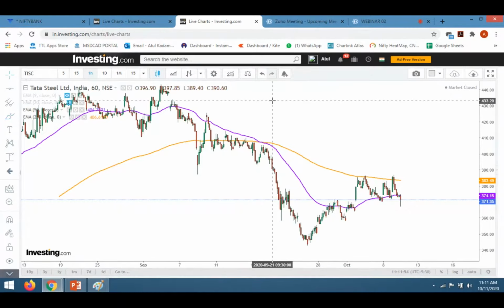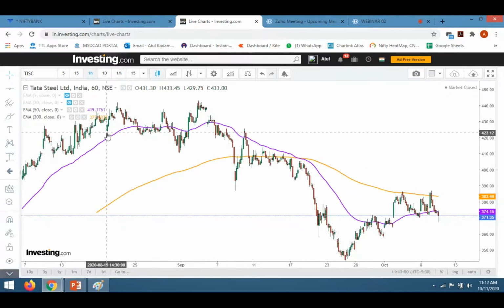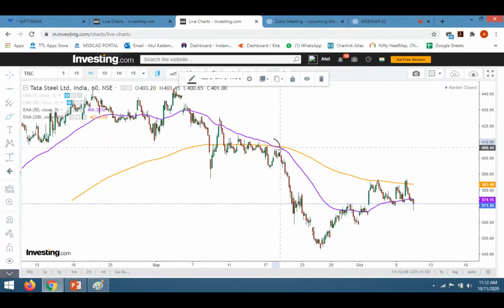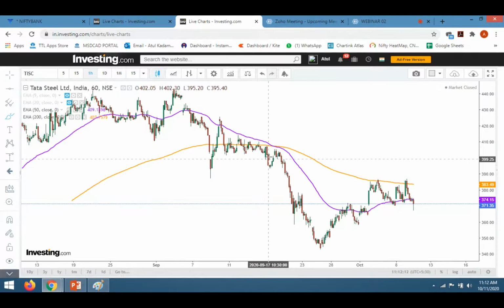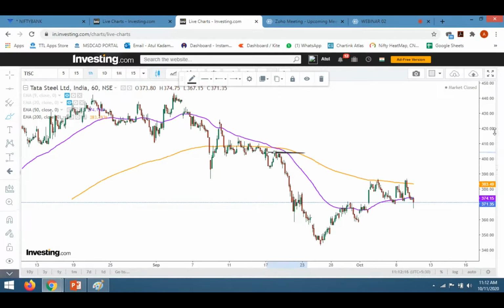Yes Shubham, I will explain where to put the stop loss, don't worry. If you see, the 50 moving average is the blue line and the 200 is the yellowish one here. So the negative crossover is here. On this negative crossover I go for the sell of Tata Steel. In this area I sell Tata Steel, and till now I am in a positional trade.